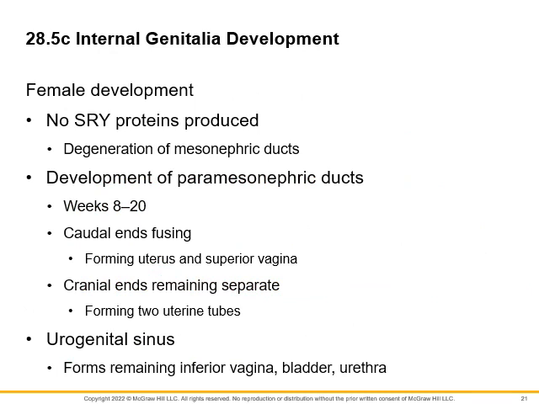So in female development, there's no SRY protein because there's no SRY gene, and you're going to see the development of female structures like the uterus, the vagina, and the uterine tube.